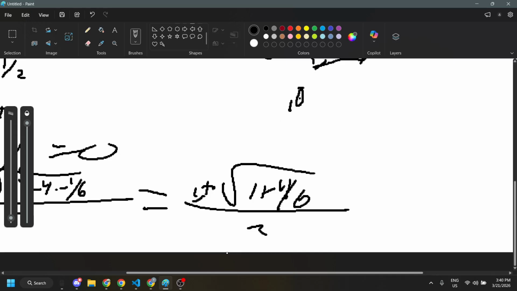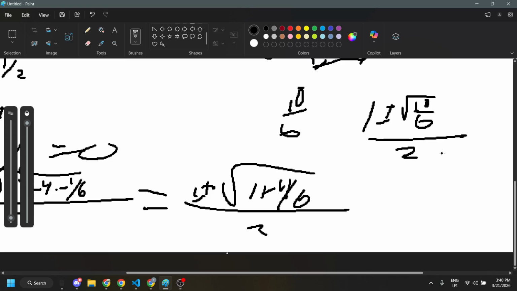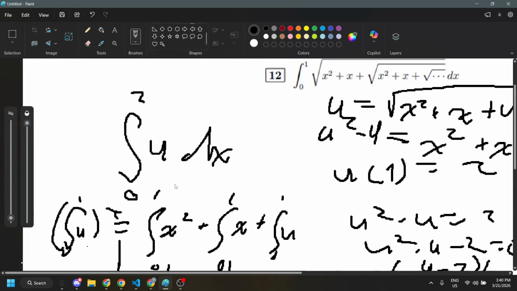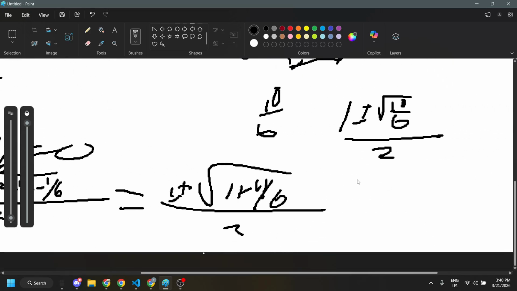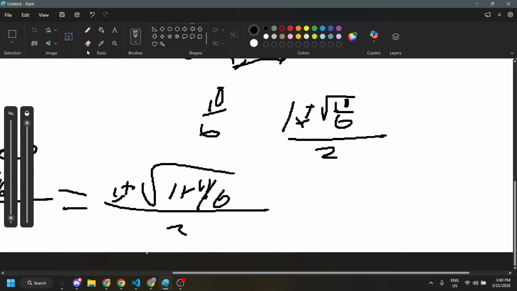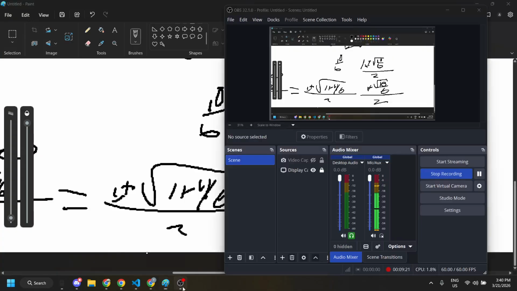This is equal to 10/6. So we get 16/6, wait, 10/6. So now we have 1 plus or minus the square root of 10 over 6, all over 2. Yeah, this is going to be positive, so we're going to have plus. So we have 1 plus 10 over 6, over 2. Let me check if this is correct.